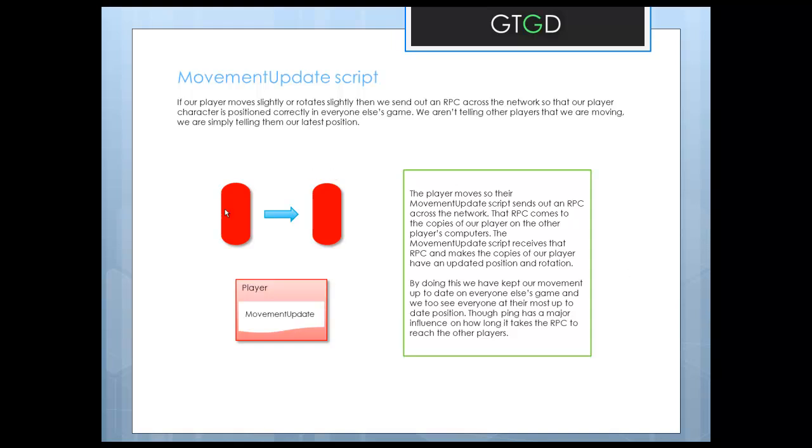So, just as an example, if this red player moves to a new position, then as they move, their movement update script sends out an RPC across the network, and that RPC comes to the copies of our player on other players' computers. So that movement update script receives that RPC and makes the copies of our player have an updated position and rotation. So let's move on and actually write it, and once we've written it, it should make a bit more sense.